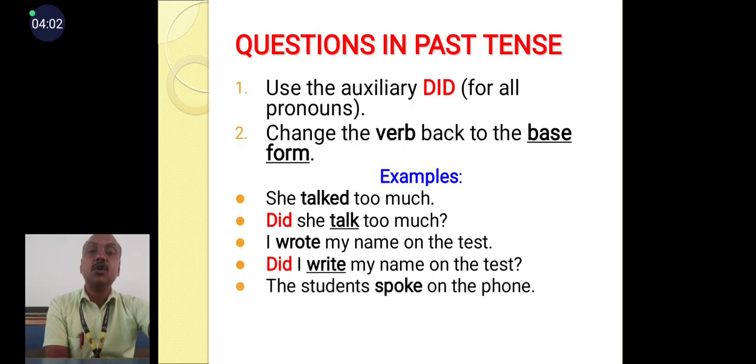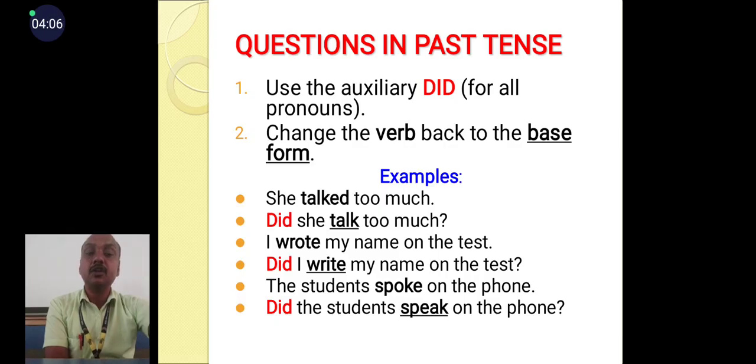The student spoke on the phone. Did the student speak on the phone? So you have to split the main verb, right, and make the main verb be there, and just take the auxiliary verb in front of the subject to frame a yes no question.